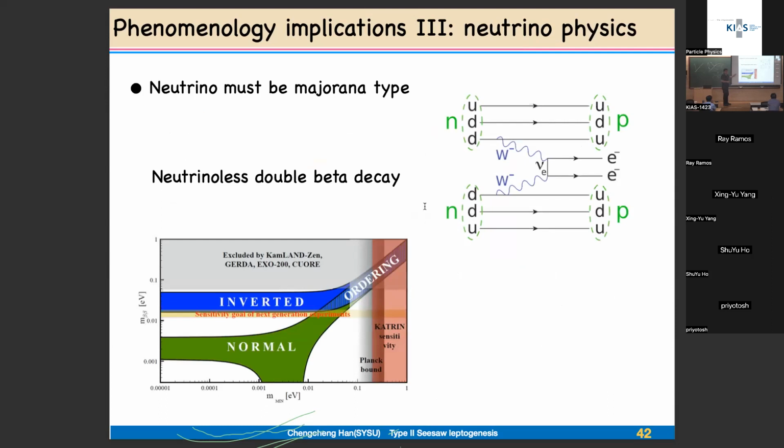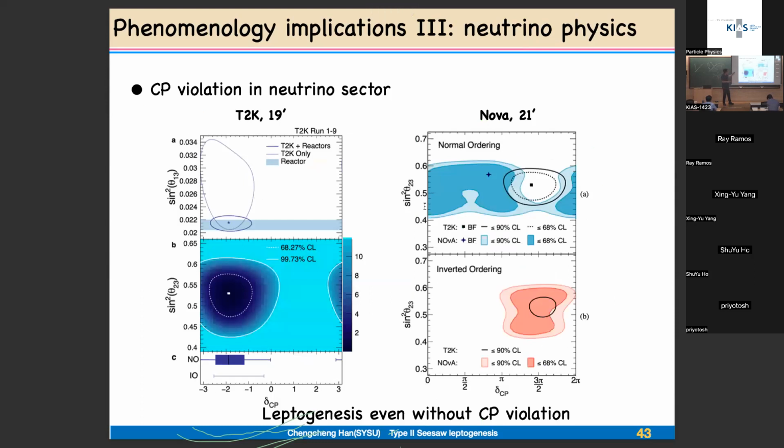For the neutrino physics, because we don't have the right-handed neutrino, it must be Majorana type. Then we expect future neutrinoless double beta decay can give an indication of this kind of model. In addition, one interesting thing is the CP violation in the neutrino sector. The current measurement from T2K prefers non-vanishing CP violation, but another result is consistent with no CP violation, so we don't know which is correct. What I want to mention is that our model has nothing to do with CP violation, because CP violation happens in the early universe. So if we don't observe any CP violation, maybe it supports our model. But if we observe CP violation, it's okay, nothing different.